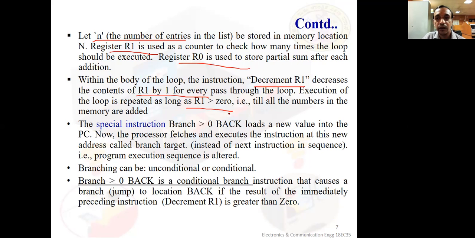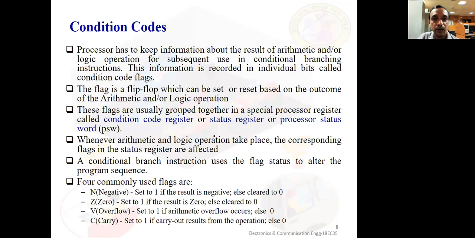The special instruction we are seeing here is branch greater than 0. This is a new kind of mnemonic. It's a conditional branch instruction. It causes a change in the straight line sequencing of the program. That means instructions are not executed one by one; when the condition is true, something is executed, and when the condition fails, something else is executed. So we are altering the sequence of execution. This is called branching, or decision making.